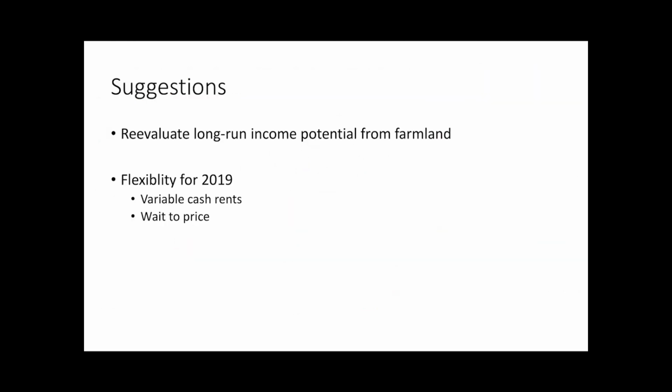As far as suggestions for 2019, again, I would suggest re-evaluating the long-run income potential from farmland and also suggest some flexibility in setting rents for 2019. Variable cash rents seem like a good way to go in this environment, and waiting to price or put the cash rent on that land until later this year or early next year probably is warranted given the price uncertainty that currently exists, because it always exists and the trade situation has added to that uncertainty.